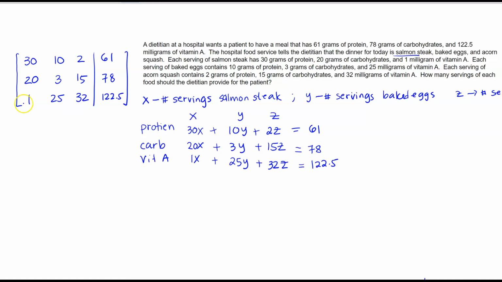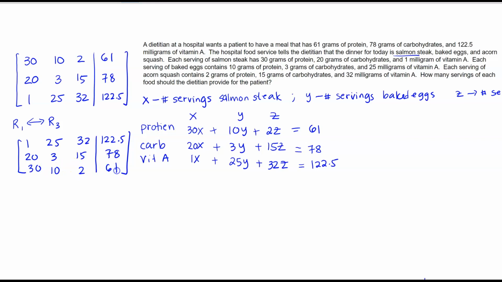So to start, we can interchange row 1 and row 3 because row 3 already has 1 on the first entry here. So let's just interchange that. So we have 1, 25, 32, 122.5, and then you have 23, 15, 78, then you have 30, 10, 2, 61.